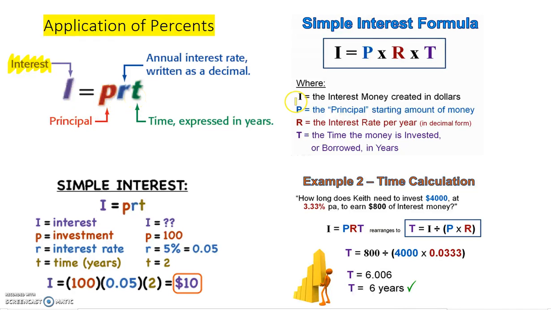Now, to go through the specifics, I is the interest, the money created in dollars, and P is the principal. It's the starting amount of money. Rate is the interest rate per year, and it's always going to be written as a decimal, extremely important. Annual means annually, or per year. And T is the time the money is invested or borrowed, in years. Very important as well. It's expressed in years. So those are just the little parts.